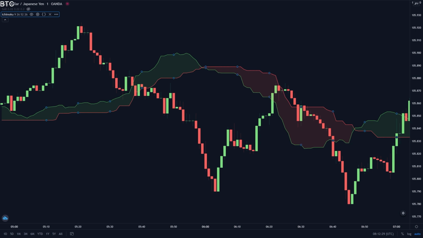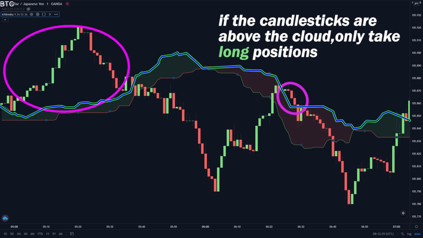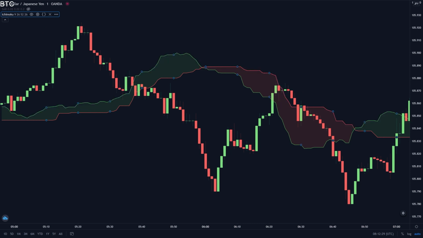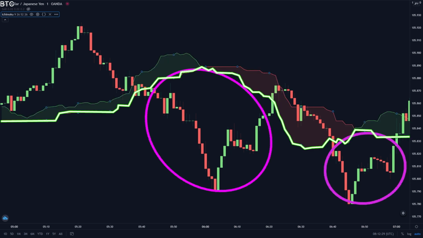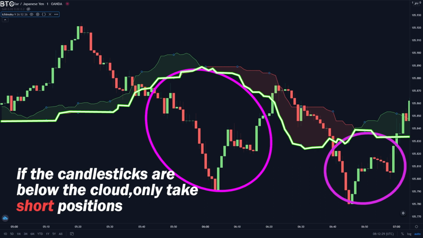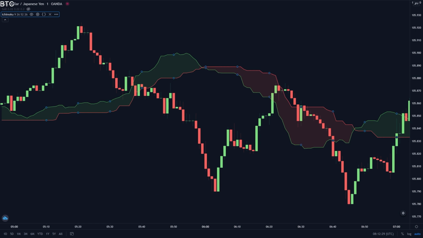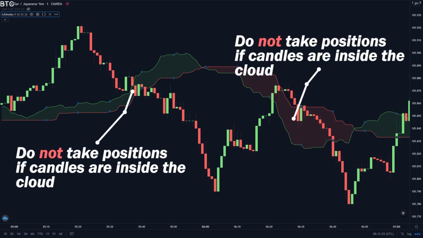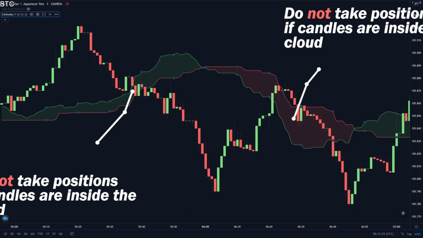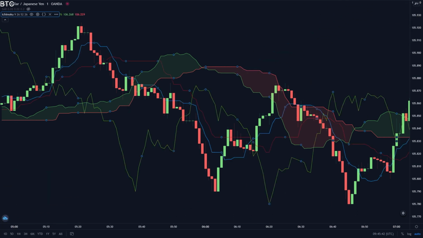So what you need to remember is this: if the candlesticks are above the cloud, you are only looking to go long. When it's above the cloud, you only take long positions. Similarly, when it's below the cloud, it means that the price is on a downtrend and you are only looking for short positions. Another rule is that if the candlesticks are between or inside the cloud, do not trade. Simple.